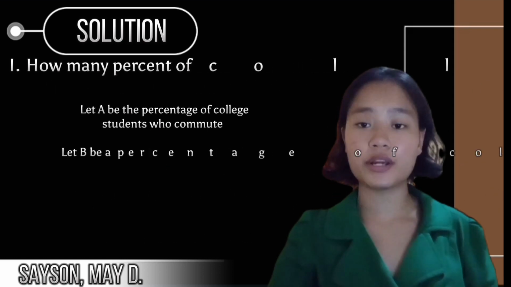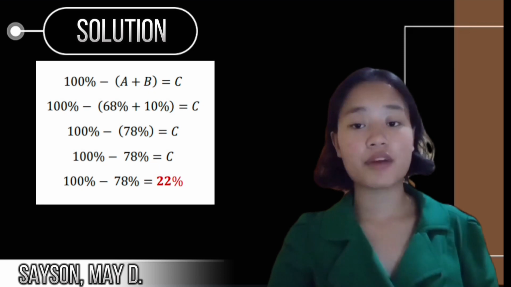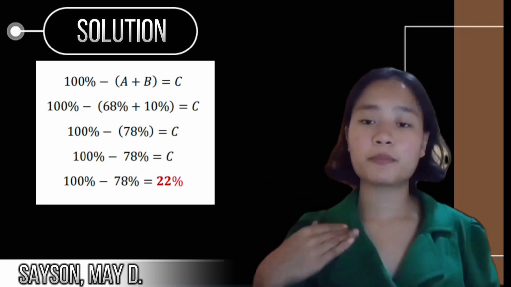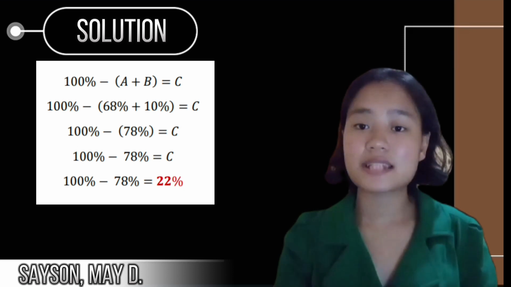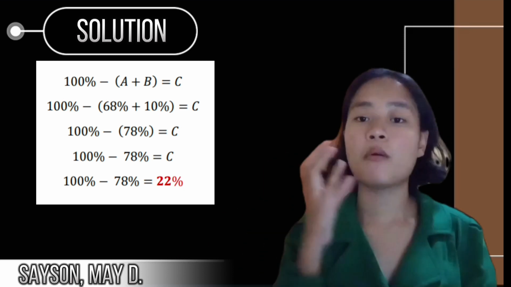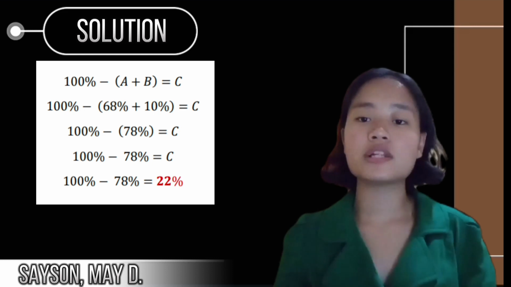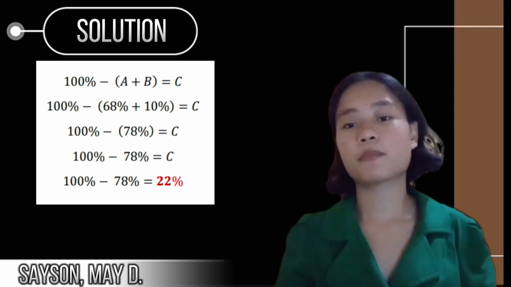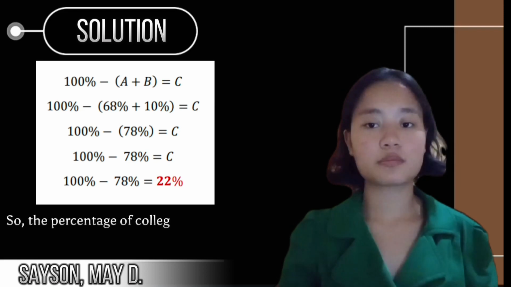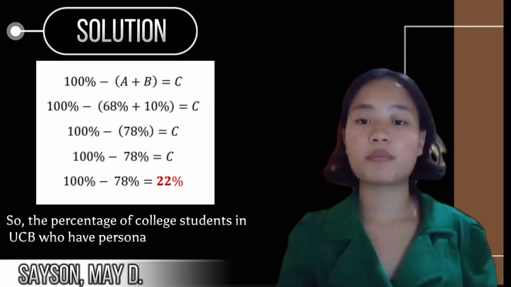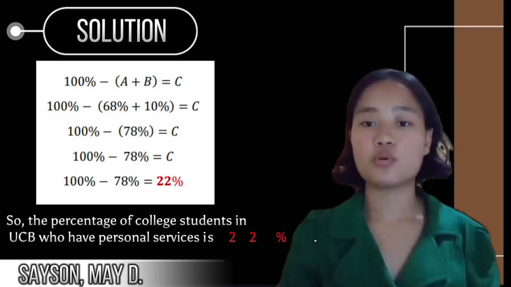So we use the mixed equation. 100% minus the sum of A plus B. Substitute 100% minus the sum of 68% plus 10%. We get 78%, and then we subtract it from 100%, giving us 22% for C, or the percentage of students who have personal services. So in conclusion, the answer for this problem is that the percentage of students who have personal services is 22%.